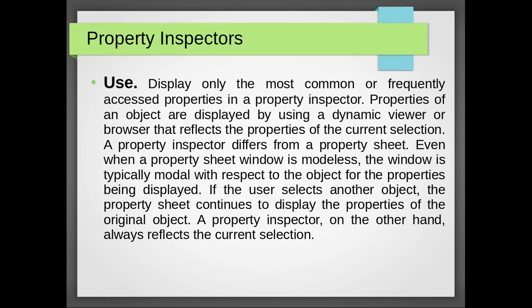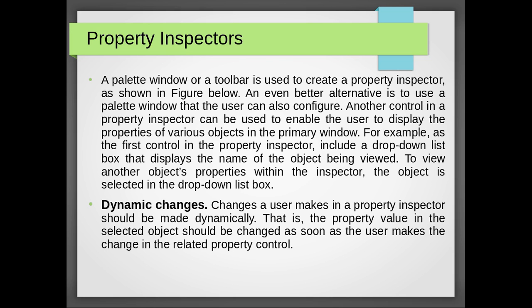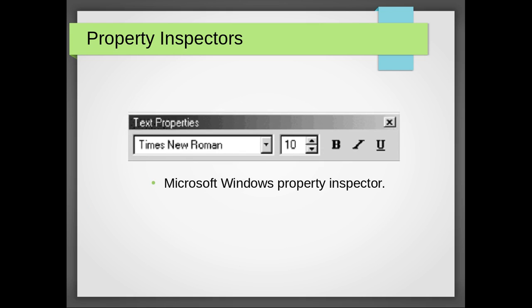Even when a property sheet window is modeless, the window is typically modal with respect to the object for the properties being displayed. If the user selects another object, the property sheet continues to display the properties of the original object. A property inspector, on the other hand, always reflects the current selection. A palette window or a toolbar is used to create a property inspector, as shown in the figure here. You can see.